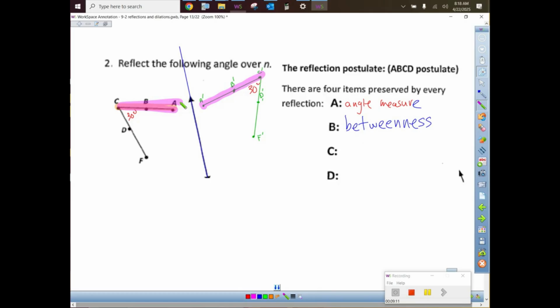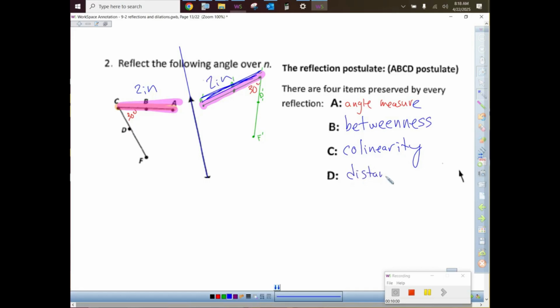So the C word is collinearity. It's the word collinear, with an I-T-Y at the end. Collinear, collinearity. And then D, if this measured 2 inches, what do you think about this? How much should that measure right here? 2 inches. Take a wild guess what D stands for. The distance is preserved. Distance is preserved.